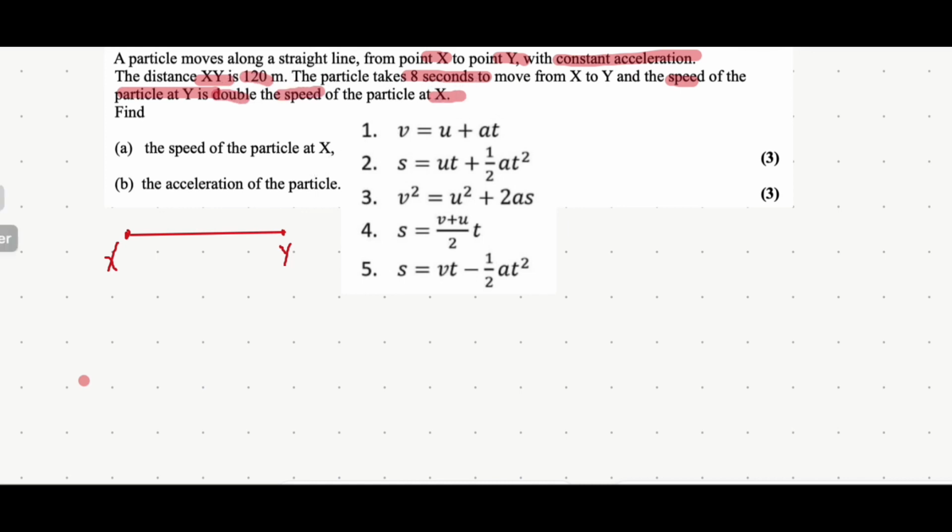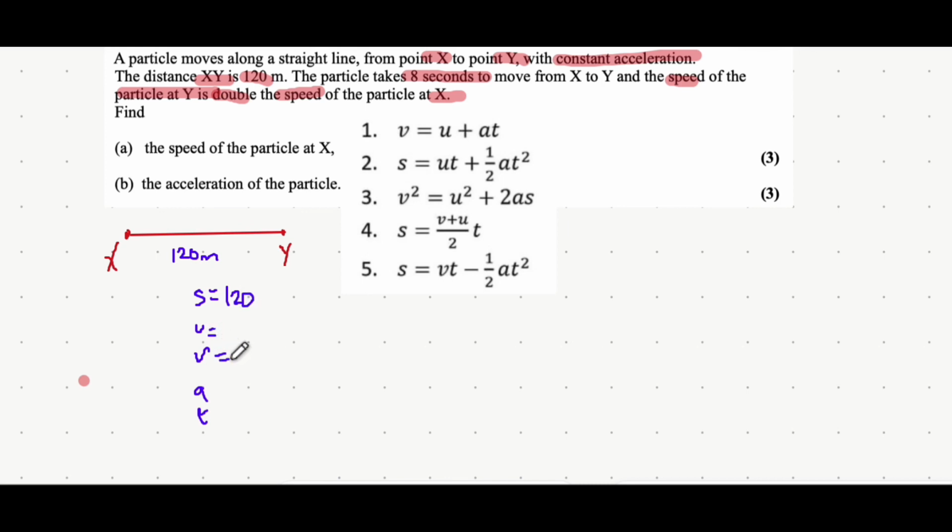What does that mean, and how do we use that? That's the hard part of this question. So let's break it down. First of all, we know the distance between them is 120 meters. So if we write out our values of Suvat, we can say the displacement that it moves is 120 meters.